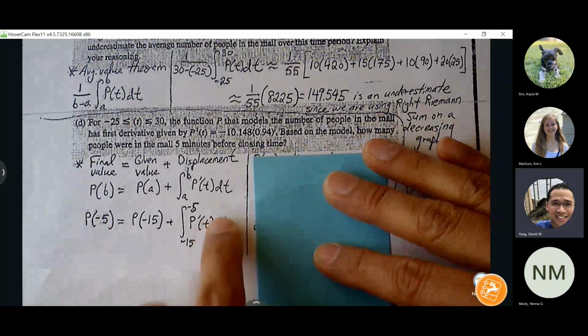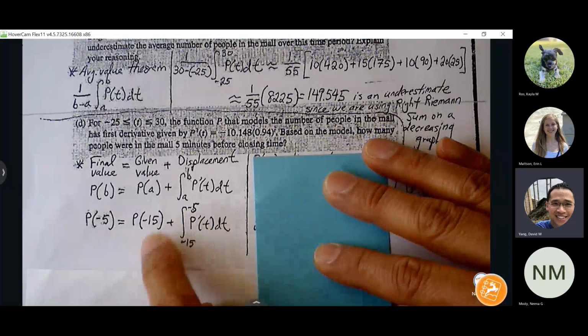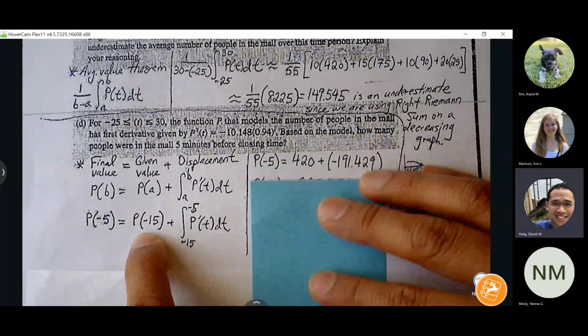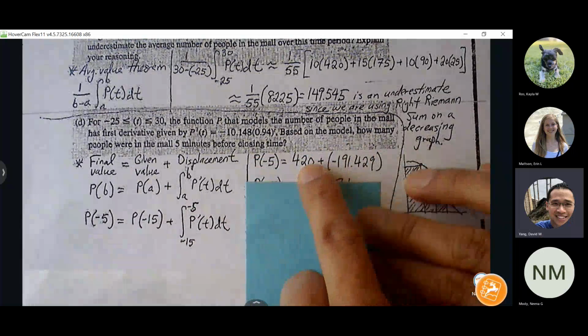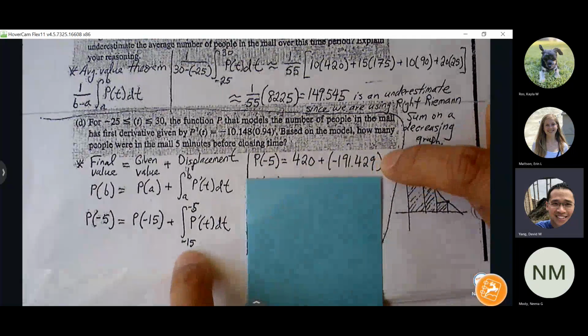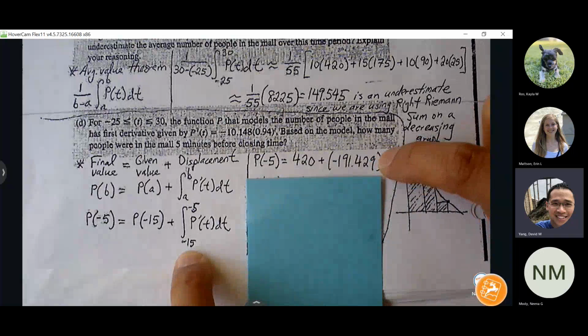Okay, so this is all calculator work. And this is our starting point. So we know there's 420 people to begin with. We know that in this 10-minute period, 191 people are going to leave.